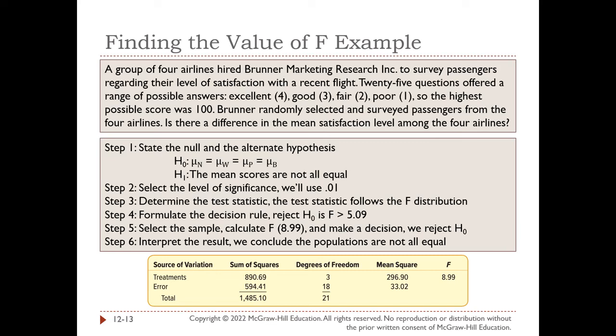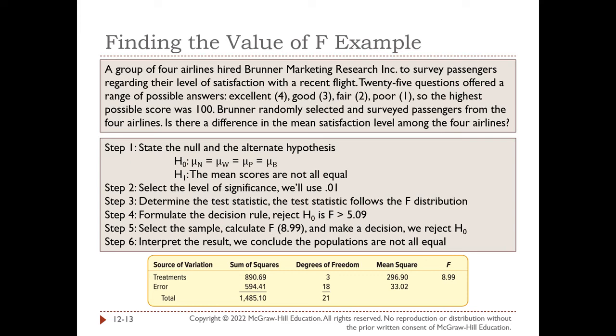Alright. Next, we're going to formulate the decision rule. We're going to reject the null if F is greater than 5.09. So how do we come up with this value of intersection?